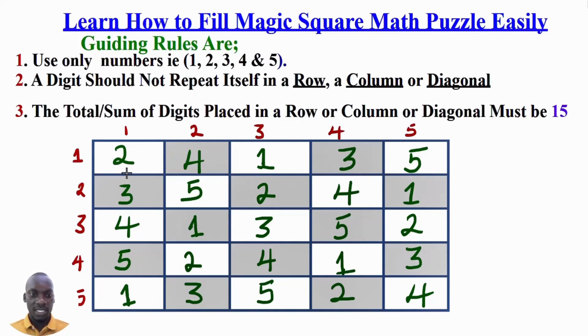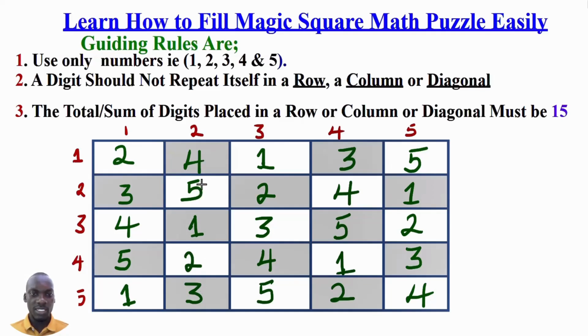But before that, let us cross-check, is there any digit repeating? Now in the first column, let us check, we have 1, we have 2, 3, 4, 5. No digit is repeating itself. Still in the second column, this one, we can see we have 1, we have 2, 3, 4, 5.